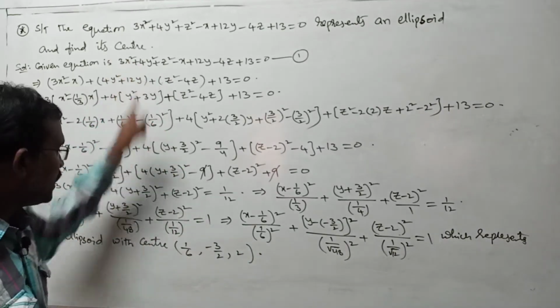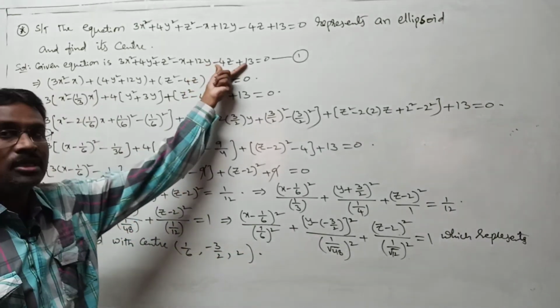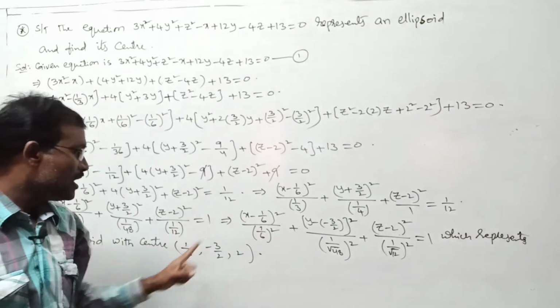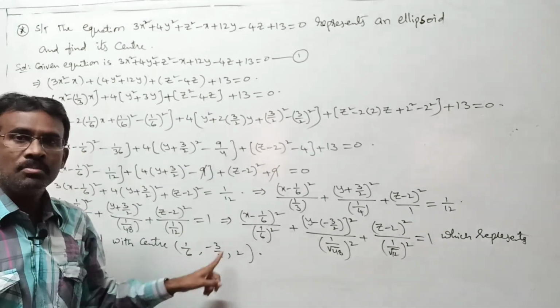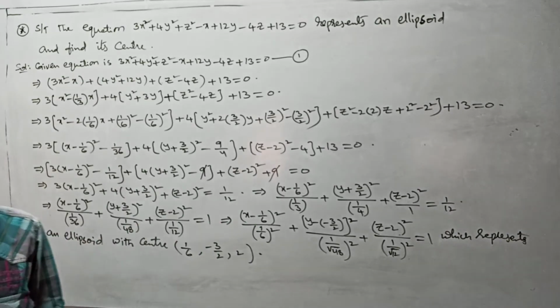That means this one and this one are the same. I mean, the meaning of the question here is: this equation 1 represents an ellipsoid having center what? 1 by 6, minus 3 by 2, 2. This is about your special question.